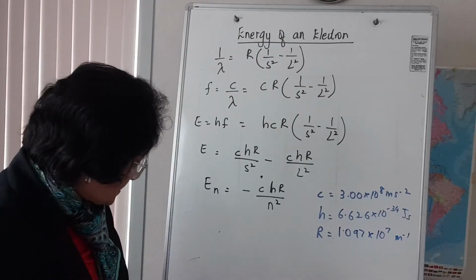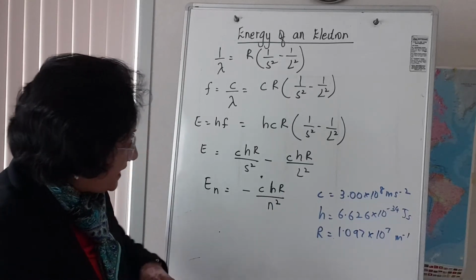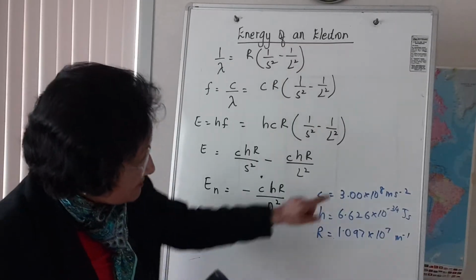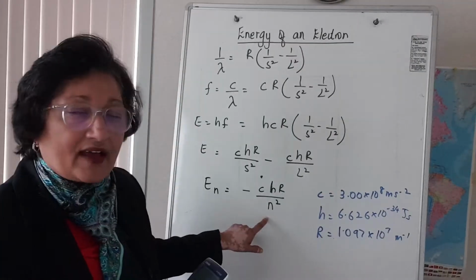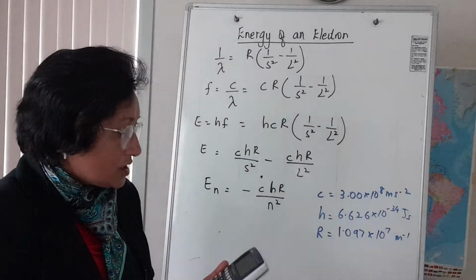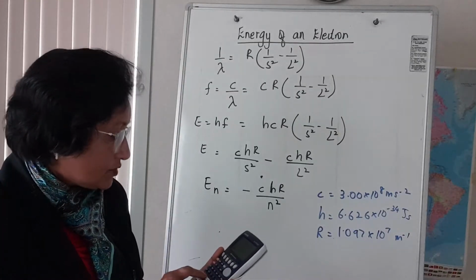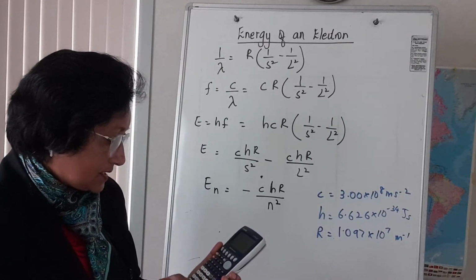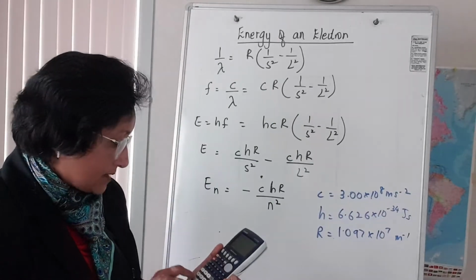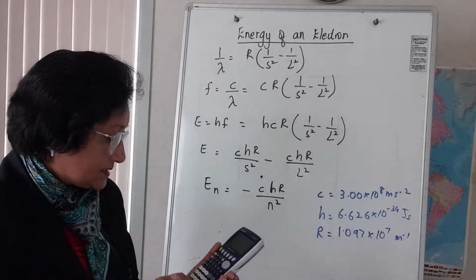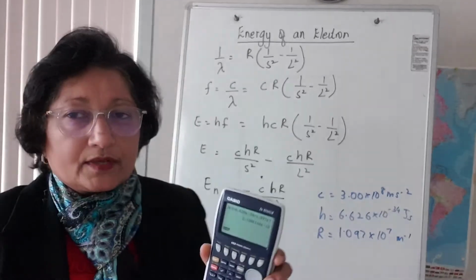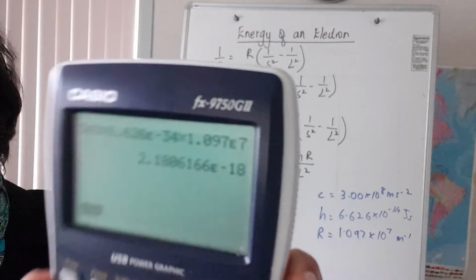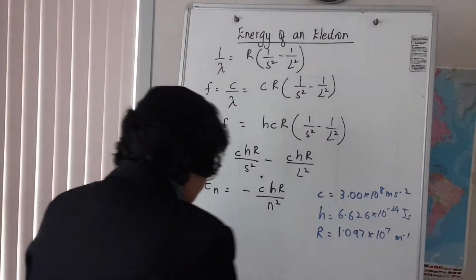And if you want to calculate the energy of the electron at the ground state, at the lowest energy level, all that you do is just multiply these three numbers, because you're dividing it by 1 squared. So what you get is 3 exponent 8 times 6.626 exponent negative 34 times 1.097 exponent 7, and you end up with 2.18 times 10 to the power of negative 18 joules. It's actually a negative number.